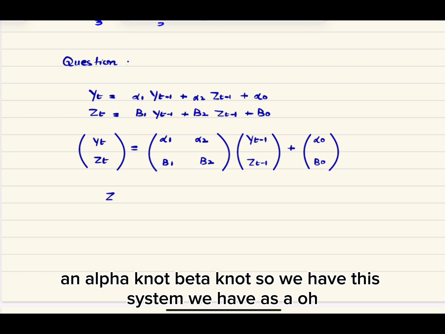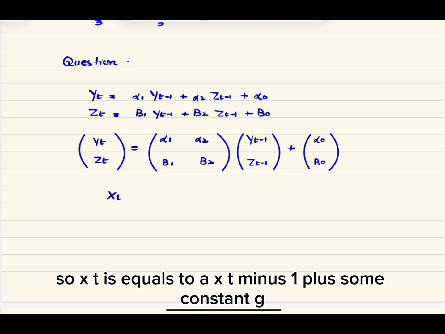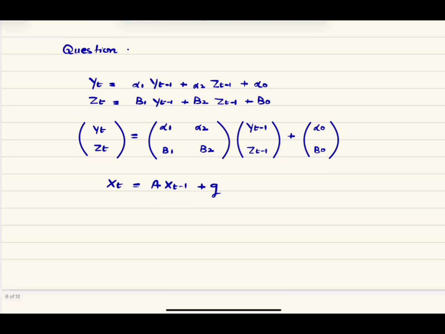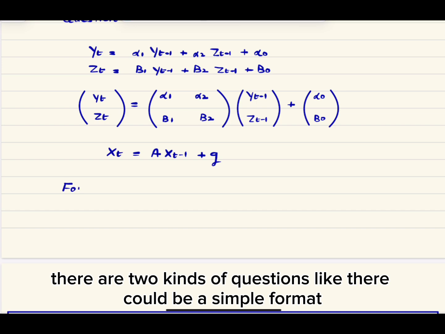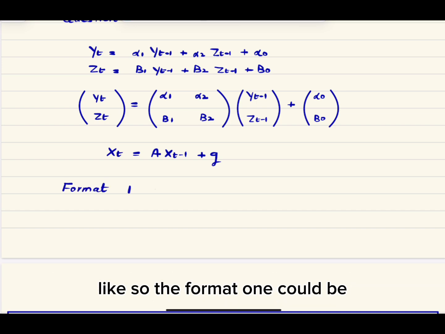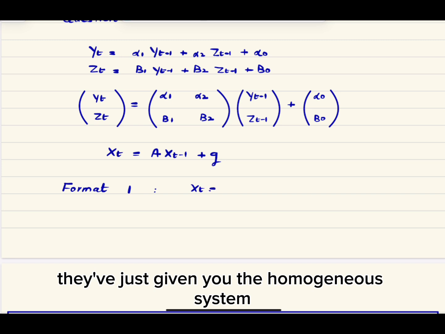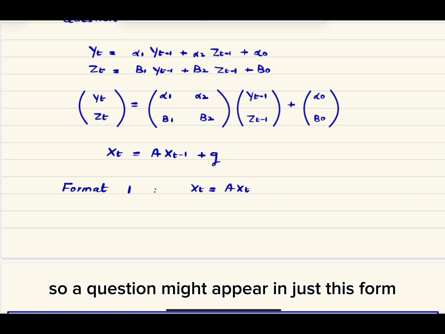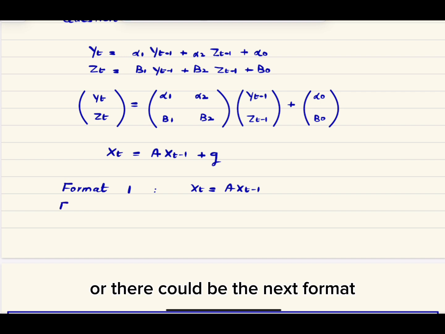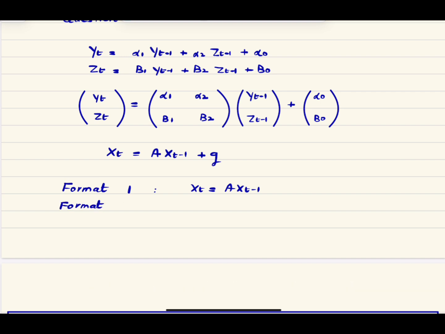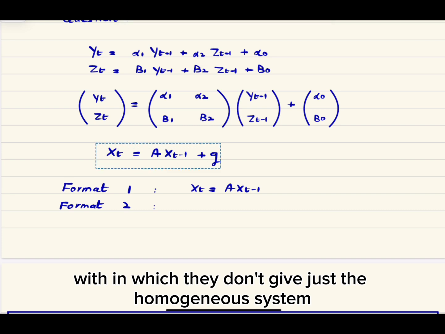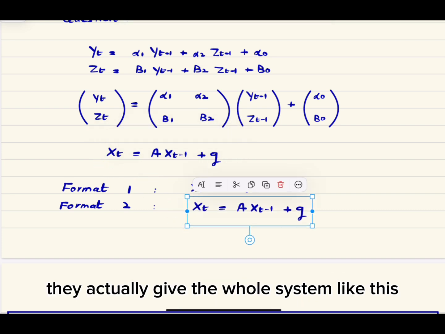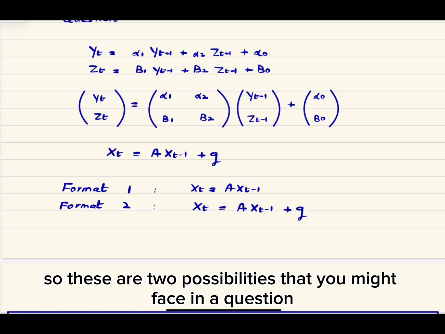I've already used z. So xt is equal to A xt minus 1 plus some constant g. There are two kinds of questions. The first format is where they've just given you the homogeneous system, so a question might appear in just this form. Or there could be the next format, in which they don't give just the homogeneous system, they give the whole system like this. So these are two possibilities that you might face in a question.